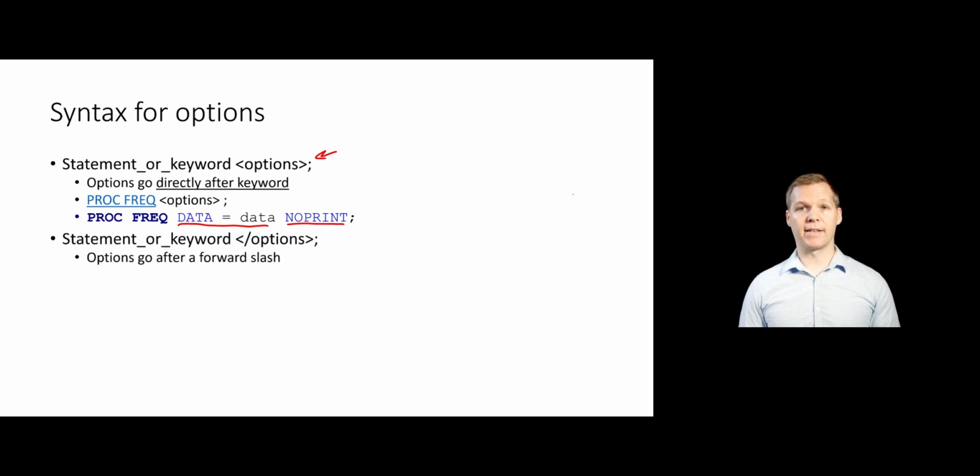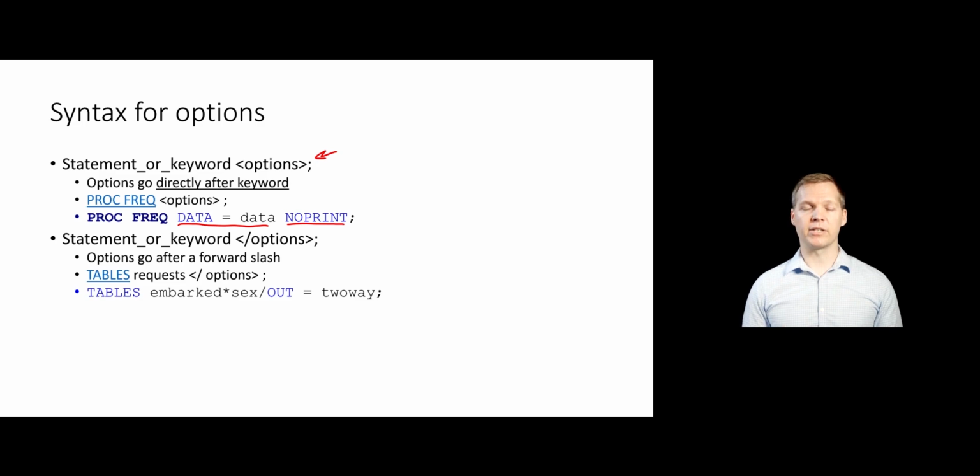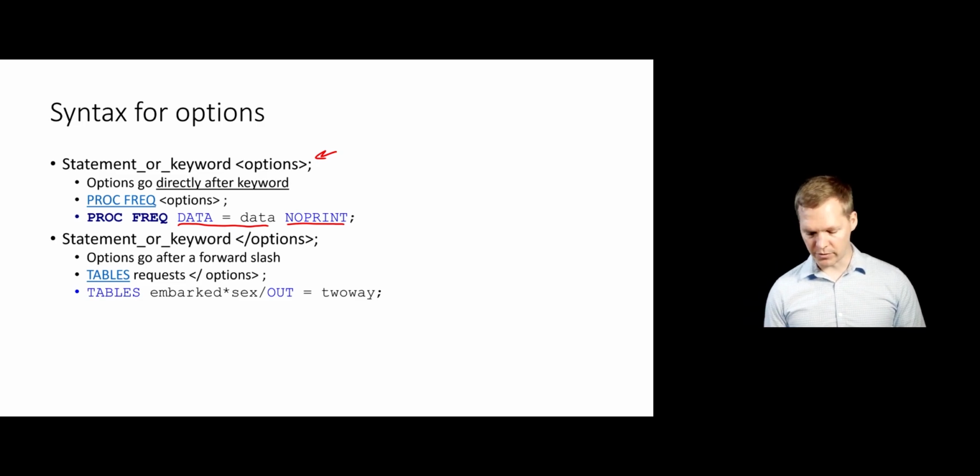Alternatively, you'll see carets and then a slash options. When you see that, that means that you should put your options after a slash. On the tables statement of proc freq, if you look at the help for that, you'll see tables, requests, and then caret slash options. So any type of option we want to put to customize our tables should go after a slash in this case. For instance, we saw how to output our contingency table to a data set. We did slash out equal to a. So in this case, this is our option that we're going to utilize here.